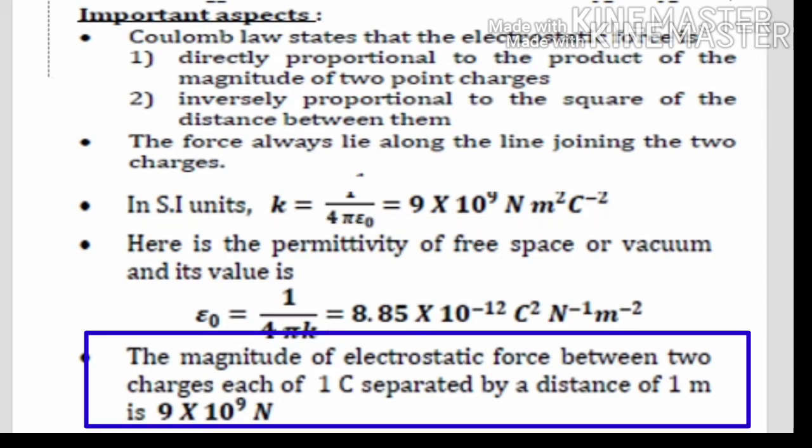So the next point tells about the definition for 1 coulomb. 1 coulomb is said to be the charge which, when placed at a distance of 1 meter apart from a similar charge, will experience a repulsive force of 9 into 10 power 9 Newton. So this point gives the definition for 1 coulomb.